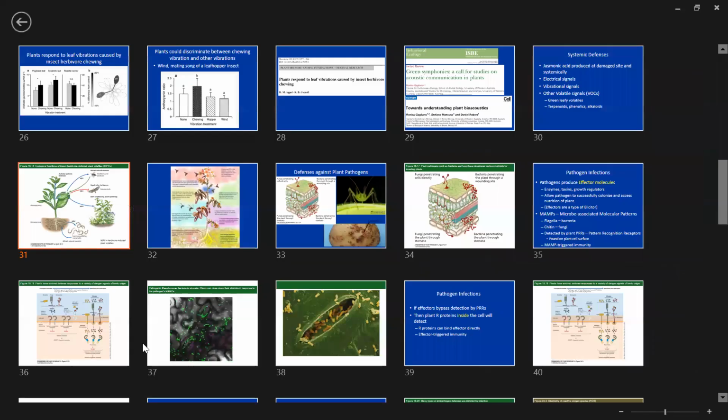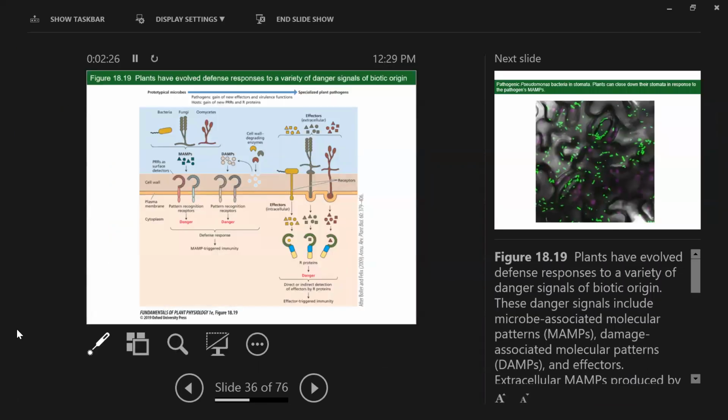And then this one I also put on the list. 18.19. So this is comparing MAMP versus effector triggered immunity. It's a nice visual showing some differences of how it's working, where you have these PRR receptors, pattern recognition receptors in the membrane that will detect usually any damage that's being done or bits and pieces of the pathogen. And then that triggers the MAMP triggered immunity.